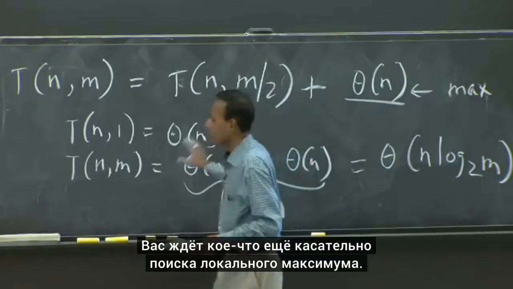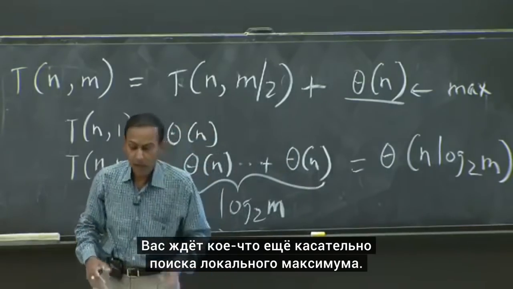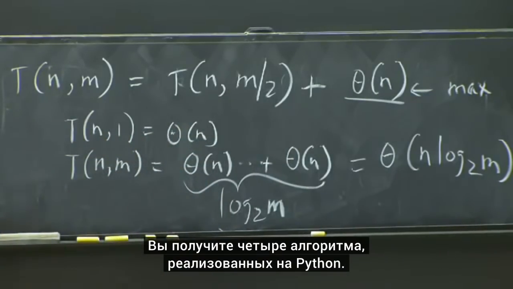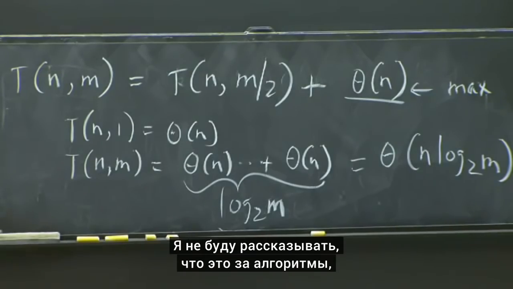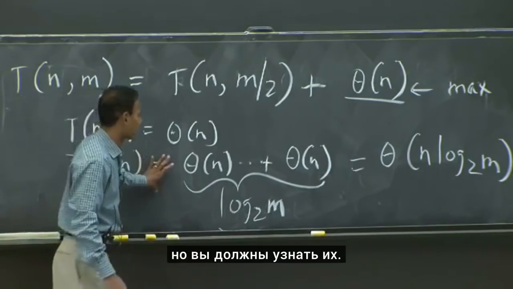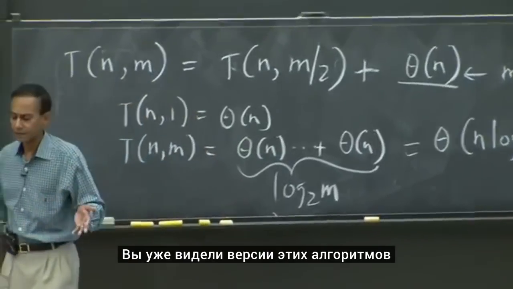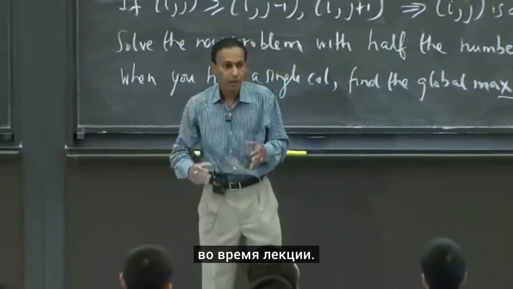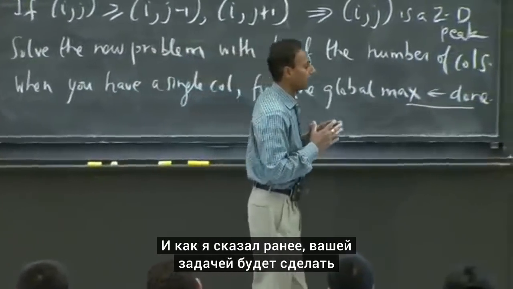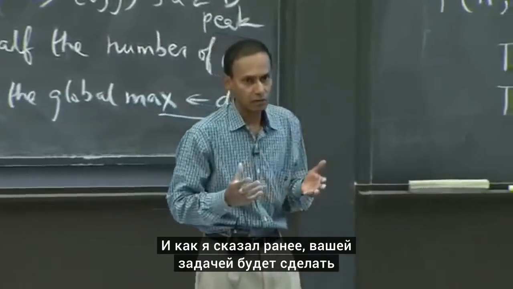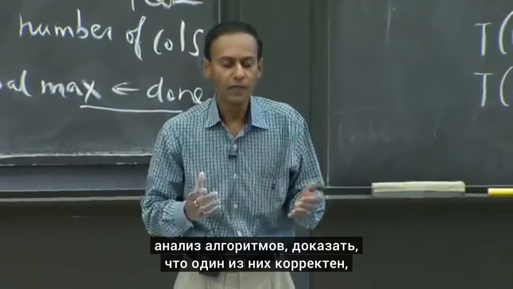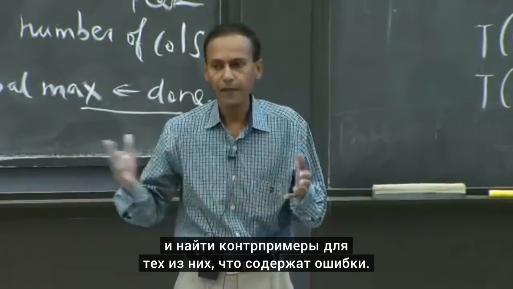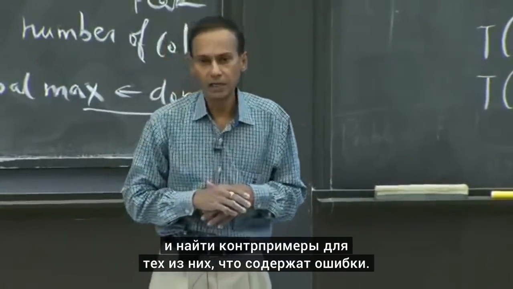So you're not done with peak finding. What you'll see is 4 algorithms coded in Python. I'm not going to give away what those algorithms are, but you'll have to recognize them. You will have seen versions of those algorithms already in lecture. And your job is going to be to analyze the algorithms, as I said before, prove that one of them is correct, and find counterexamples for the ones that aren't correct.